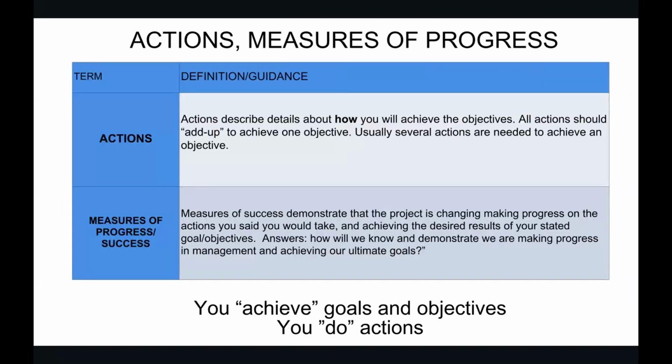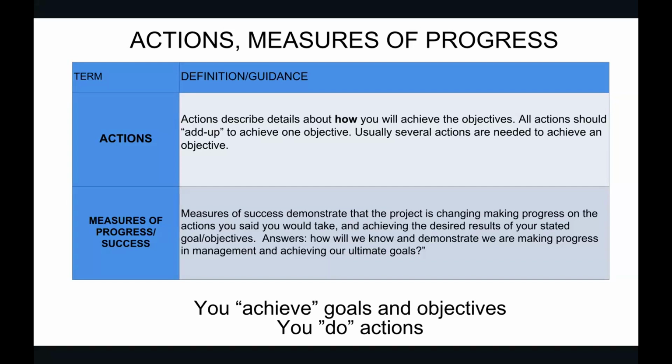Okay, so now we have actions. So actions describe the details of how you're going to achieve your objectives. And you'll have multiple actions that add up to achieve one objective. So usually you'll have several actions that you need to achieve an objective. You do the actions, and then you achieve your objectives by doing those actions.